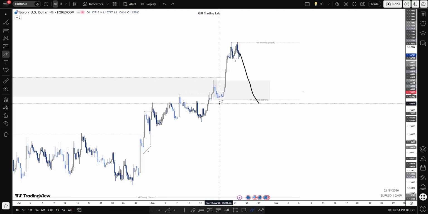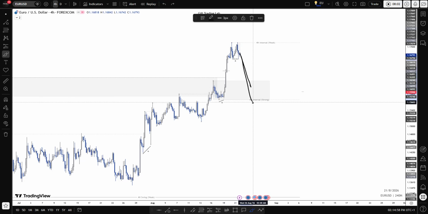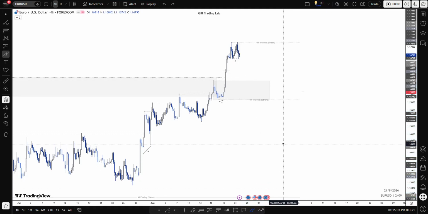The internal range hasn't been formed well with all this liquidity below, so probably it could be targeted as price is targeting the weak swing low. So that's all for this YouTube video.